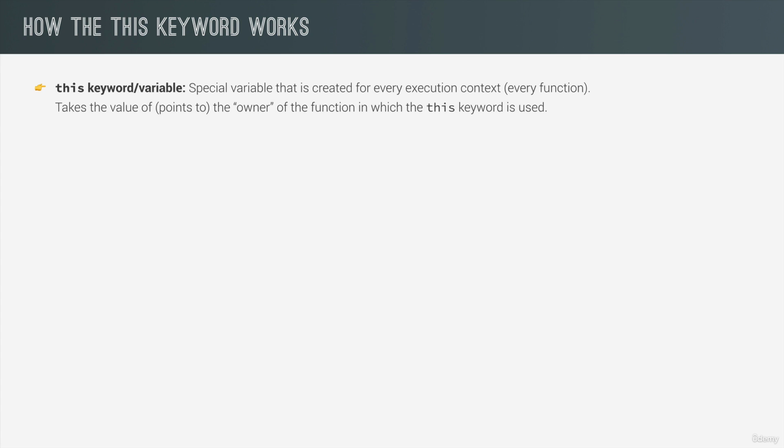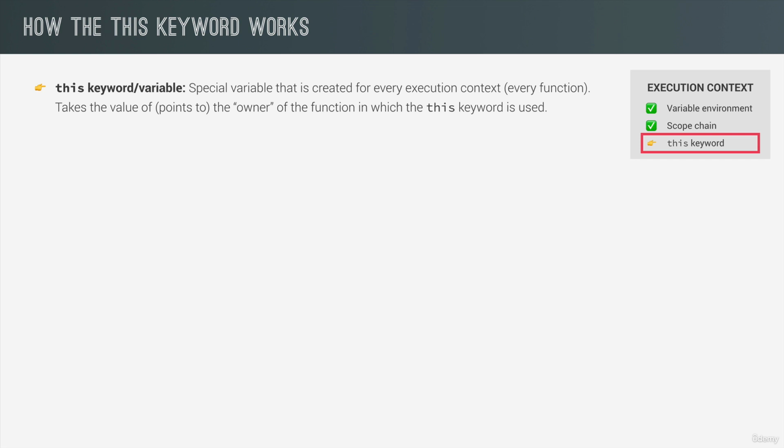So the this keyword, or this variable, is basically a special variable that is created for every execution context, and therefore any function. In fact, we learned before that it's one of the 3 components of any execution context, along with the variable environment and scope chain that we already learned about before. Now, in general terms, the this keyword will always take the value of the owner of the function in which the this keyword is used. We also say that it points to the owner of that function. And that sounds very abstract, but we will see what that means in a second.